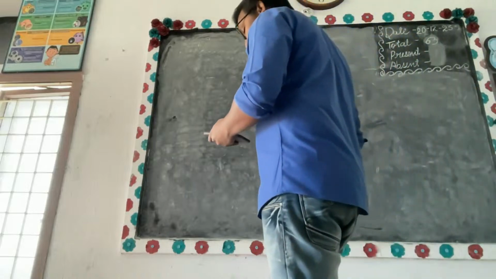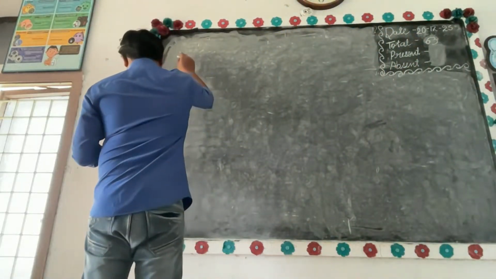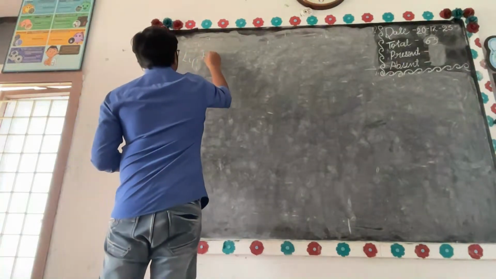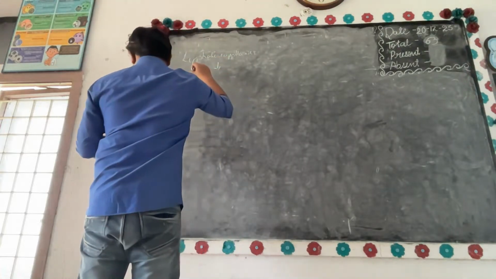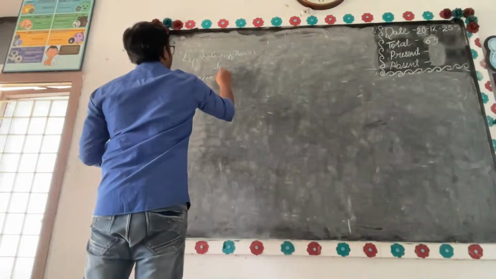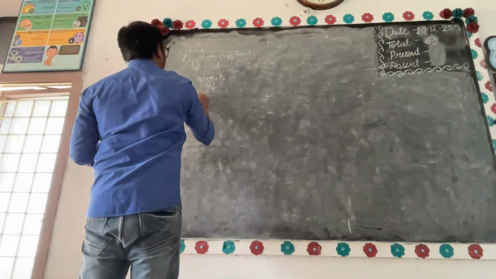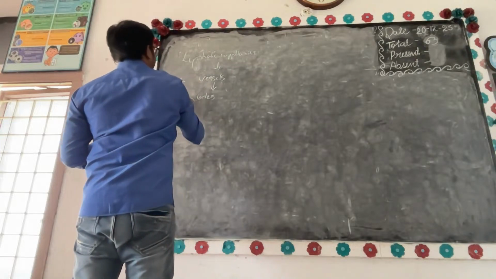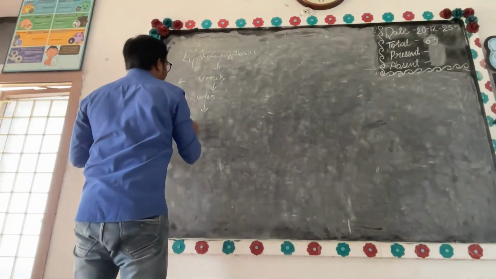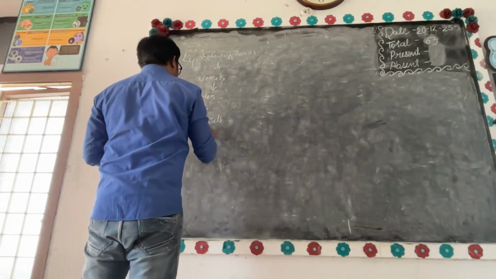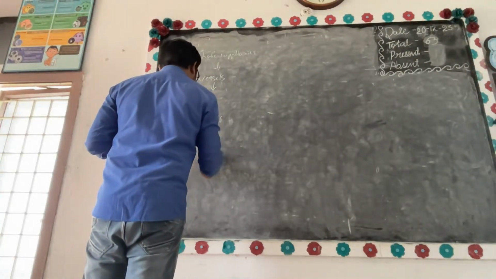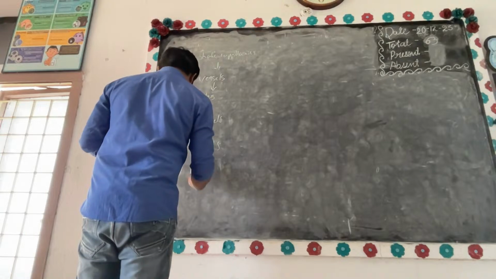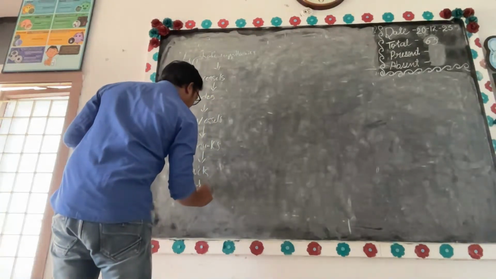Yesterday, while I was discussing, I gave you a tree. That same tree, I'm trying to write it again. Now, I have lymphatic capillaries, followed by lymphatic capillaries I have vessels, followed by vessels I have nodes. So lymphatic vessels, lymphatic nodes, followed by again lymphatic vessels. Now, I have trunks, followed by ducts, followed by subclavian veins.